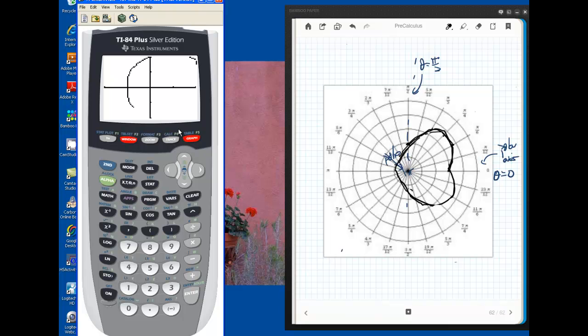Oh yeah, my window's a little too crazy, isn't it? Okay, I need to tweak my window, so we'll back it out. And let's go -3 to 3. Actually, that doesn't matter. Let's keep it nice and boxed in. -3 to 3, and -3 to 3. Let's graph that.